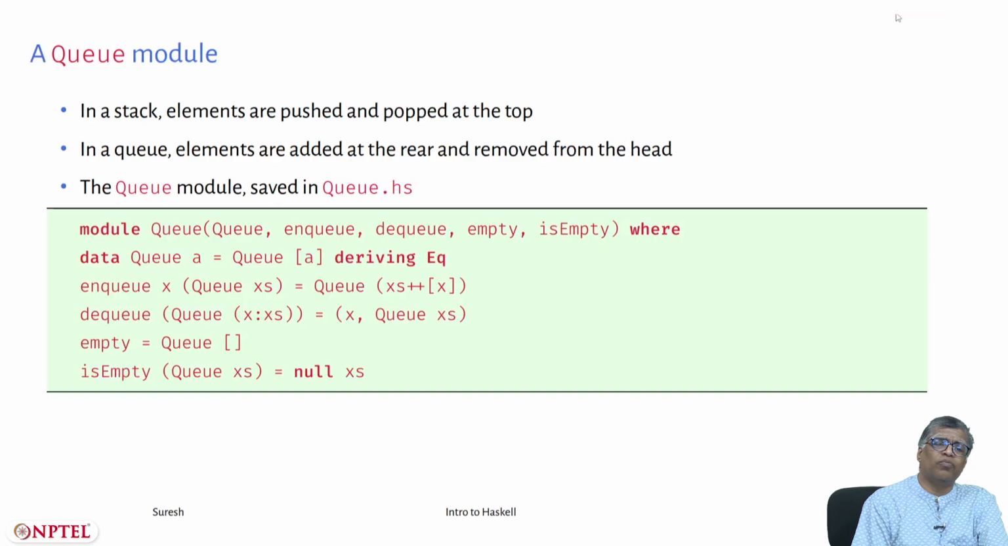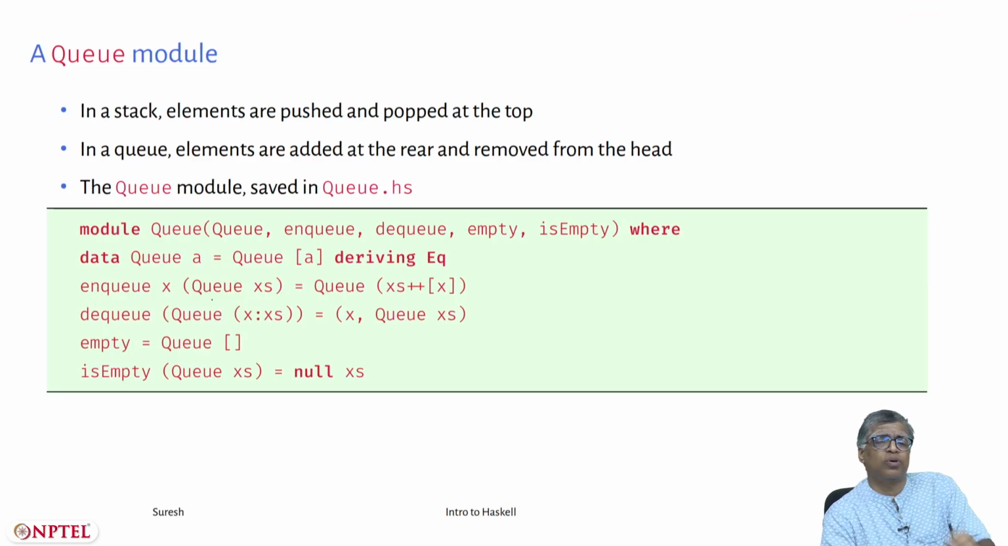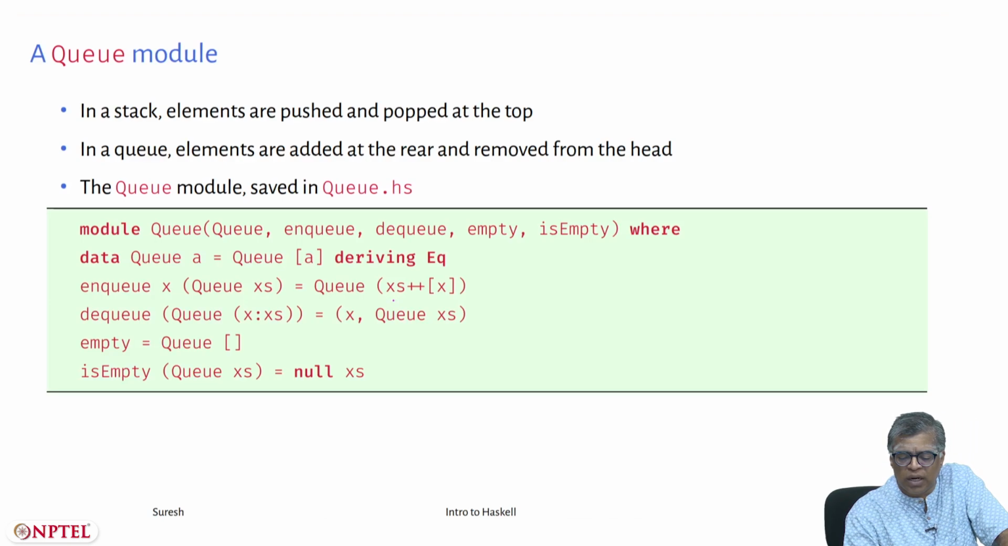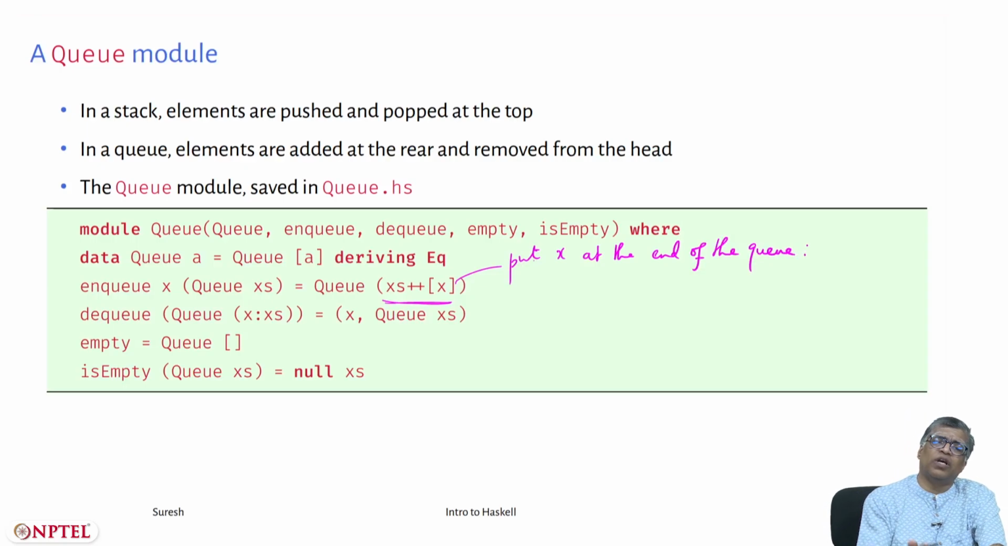So, we have already seen modules, so you can create a queue module and save it in queue.hs, and it is essentially this: elements have to be added at the end. To do a push in a stack, you did push x of stack x's is stack of x colon x's. Now you will do x's plus plus singleton x, right? Put x at the end of the queue. That is the only difference.